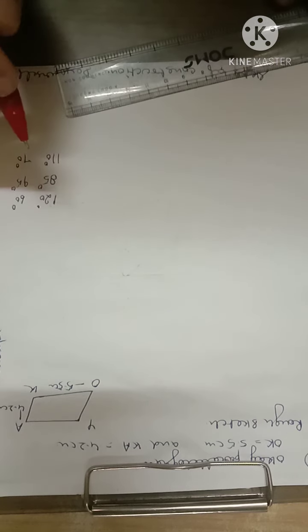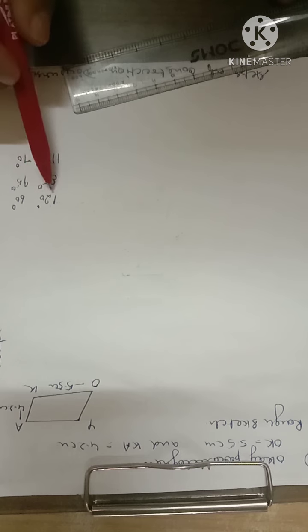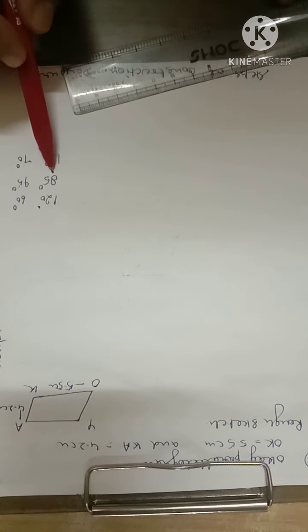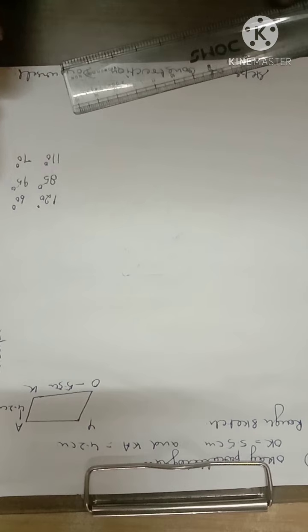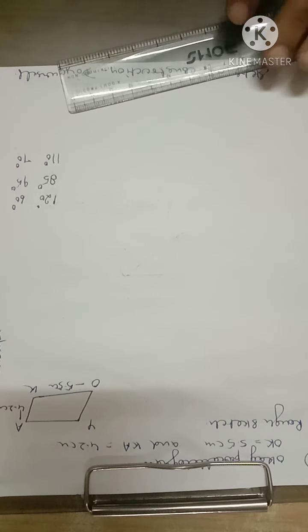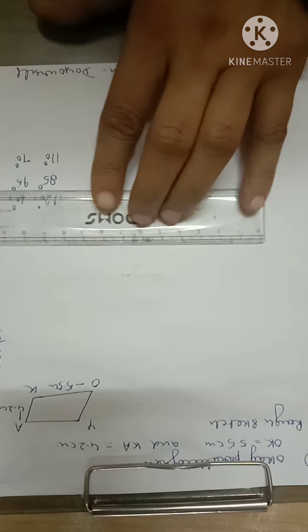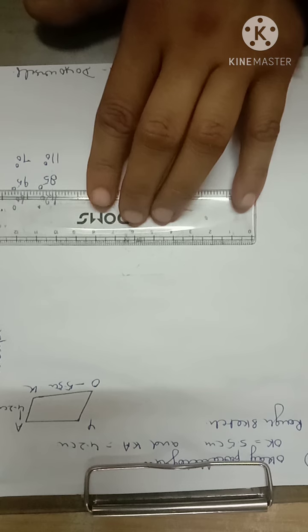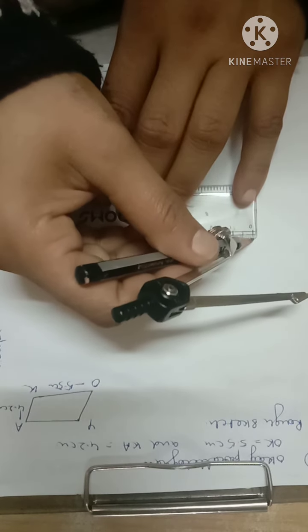Clear? This question is not unique because any student can take 120 and 60 degree. Another one can take 85 degree and 95 degree, 110 and 70. So every student can do it with a different concept. A parallelogram will always be formed, but we get a unique one only when the angle is given to you. Clear?